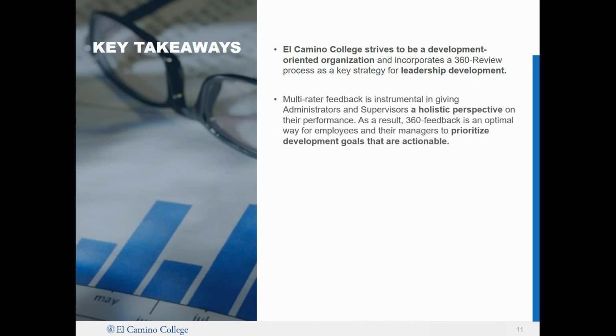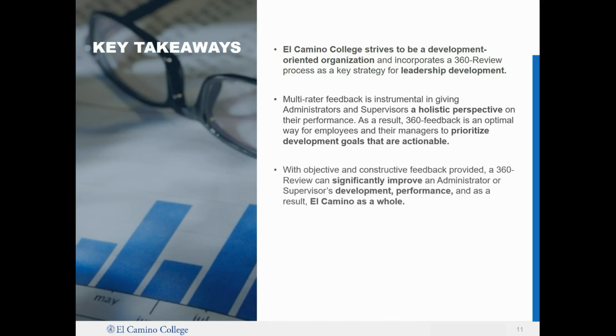Multi-rater feedback is instrumental in giving administrators and supervisors a holistic perspective on their performance. As a result, 360 feedback is an optimal way for employees and their managers to prioritize development goals that are actionable. With objective and constructive feedback provided, a 360 review can significantly improve an administrator or supervisor's development, performance, and as a result, El Camino as a whole.